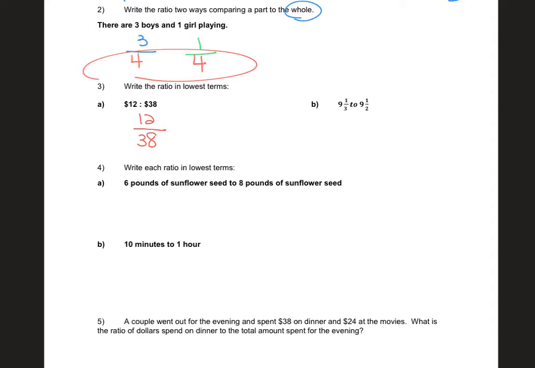And I'm going to use the method that we used during the review where I'm going to find a common factor. So I'm going to write 2 times 6 and 2 times 19 because I know they're both even numbers. Since the 2's are common, I'm going to cancel them out. And then I'm going to end up writing it back how it started.